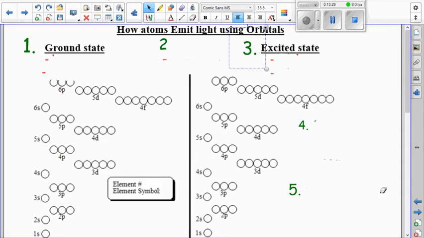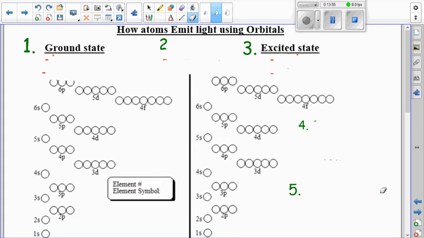Now, what situation is a violation of this principle? When do we ever violate Aufbau's principle? Is there ever a time where electrons are not at the lowest energy level possible? Yeah? When they become excited, okay? So when an electron's excited, it's temporarily not at the lowest energy level possible.